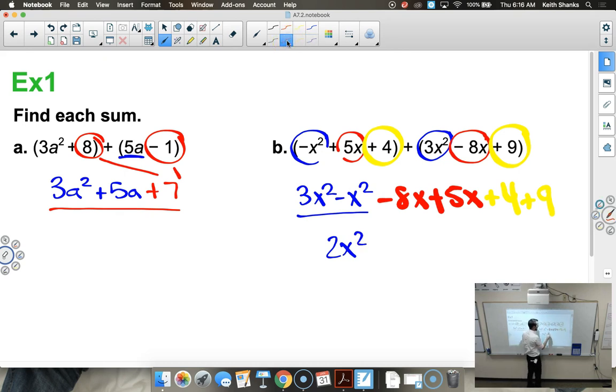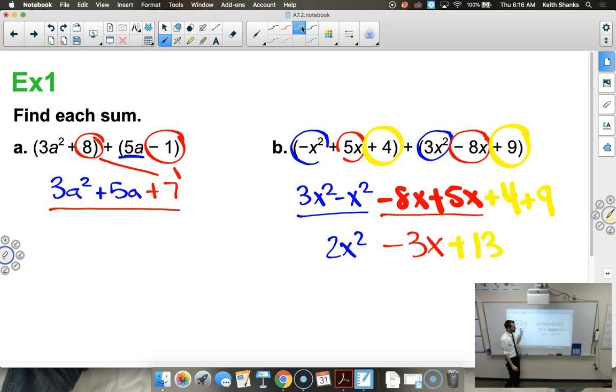The red one, okay, again, be careful with your adding, subtracting negatives. Negative 8 plus 5 is negative 3x. And then the yellow ones there are plus 13. Okay, so you have this.